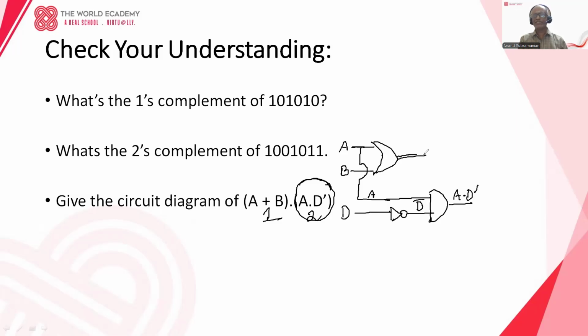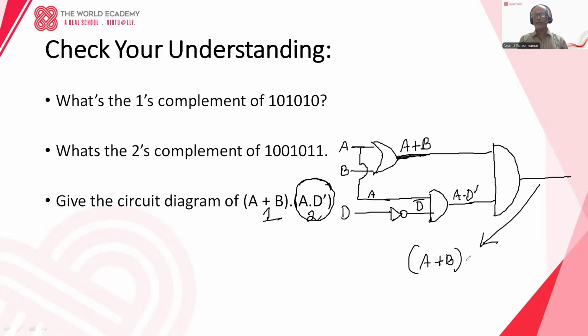What is the previous expression? On the top, you have A plus B. Now I take these two and I am ANDing them. So put a D here, and you see here, this is actually the output. This output is nothing but (A plus B) dot (A dot D bar). So you will be asked to draw the circuit diagrams. Right? You can write the circuit diagram easily. So you should know how to draw.